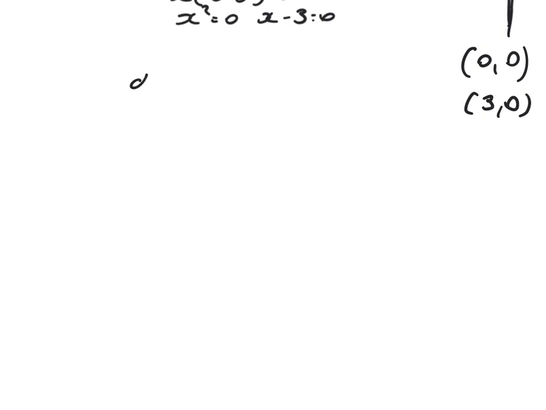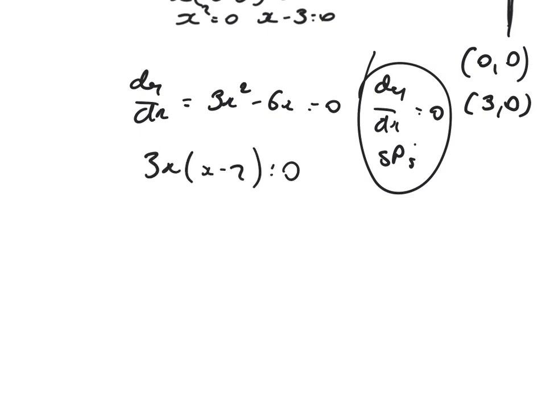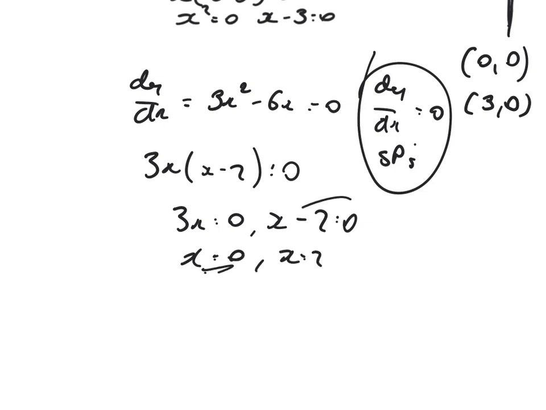Okay, so the stationary points, remember, are positions of 0 gradient, so let's differentiate the function, and that will be 3x squared minus 6x is equal to 0. So for dy by dx is equal to 0, that's looking at stationary points, so a statement to that effect. Let's take out a common factor of 3x, bracket x minus 2 is equal to 0, which is 3x equals 0 or x minus 2 is equal to 0. X then is equal to 0 or x is equal to 2. So that's the x coordinates at the stationary points.